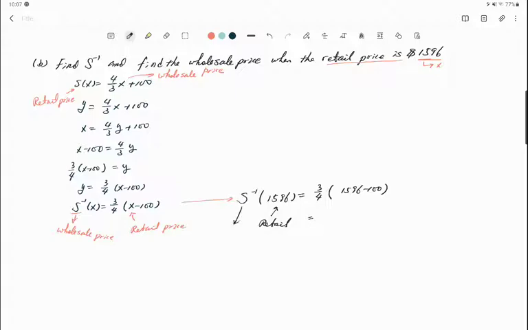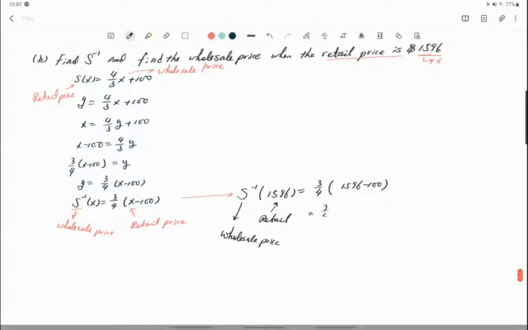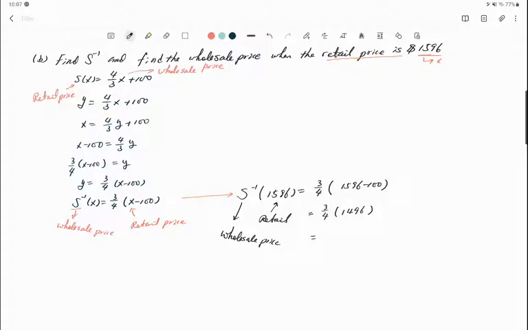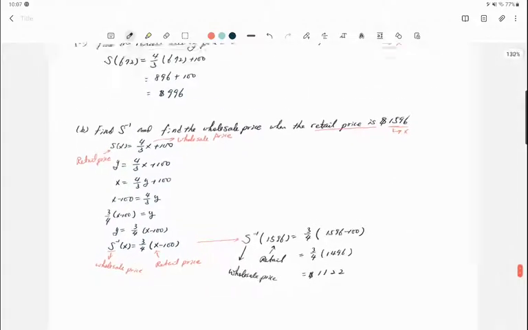All right, so once we calculate it, the output will be the wholesale price. So that is 3/4 times 1496. Oh, did I write something wrong? Okay. And then once we use a calculator or whatever, it looks like this, $1122. So this is the wholesale price. Okay. That's it. Very simple.